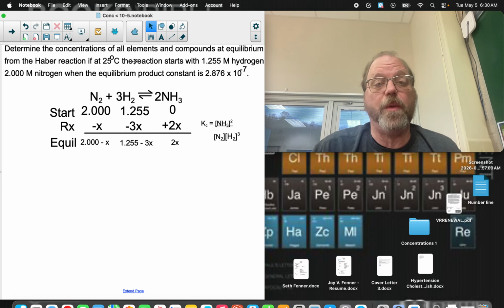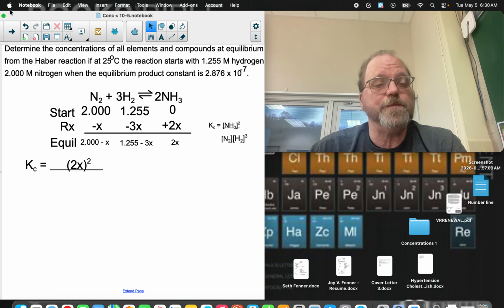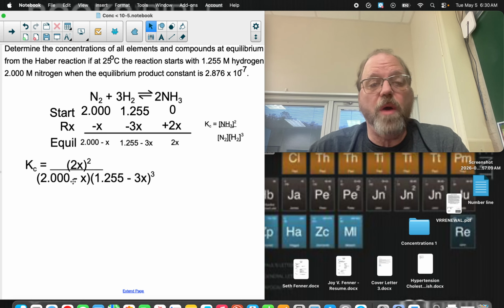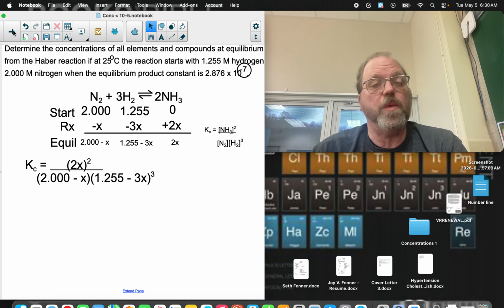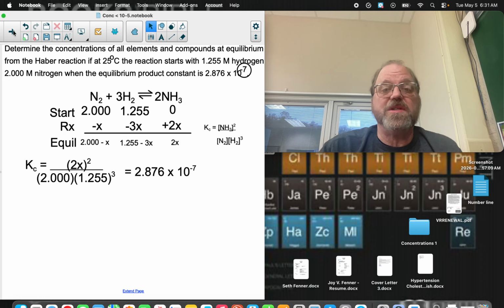Now, we take our K C equation, and we take our products over reactants, and raise our coefficients to their exponents. So this is going to be ammonia squared divided by nitrogen and hydrogen cubed. Okay, so put our values in for K C. We're going to get ammonia, which is 2X squared, and we're going to use 2.000 minus X and 1.255 minus 3X cubed. Now, because this value is 10 to the minus seventh, such a small value, we can get rid of those X's in the denominator, just to make it easier to work with. And that's going to be equal to our K C value, 2.876 times 10 to the minus seventh.